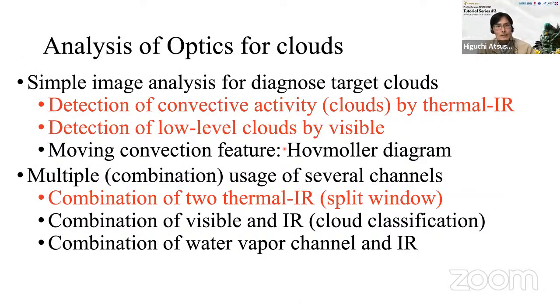Next I will talk about how to utilize geostationary satellites. The detection of convective cloud activities by thermal infrared is very basic. The detection of low-level clouds by visible wavelengths is the next step. And the third one is the combination of two thermal infrared channels applied to the split window technologies. This is also a basic technology.